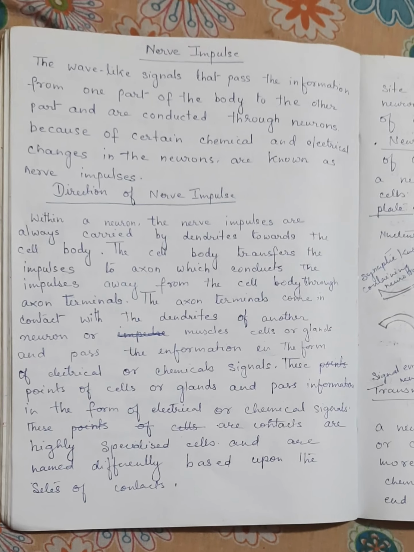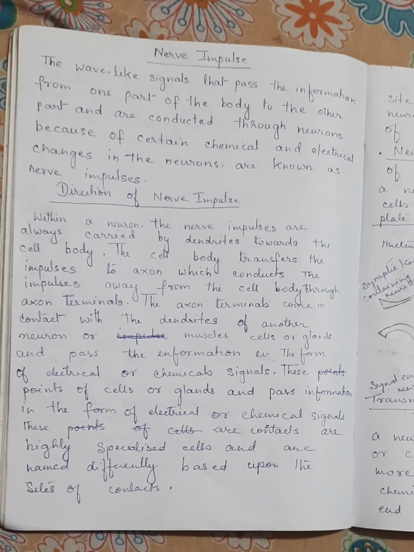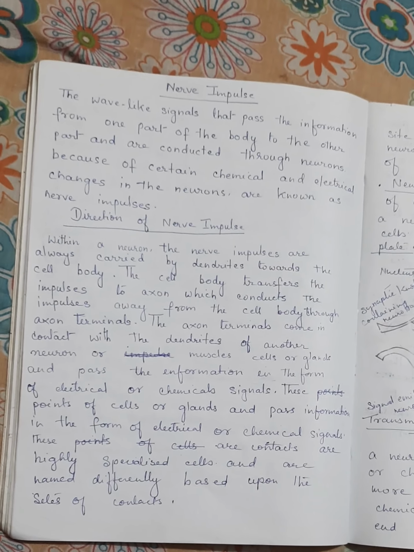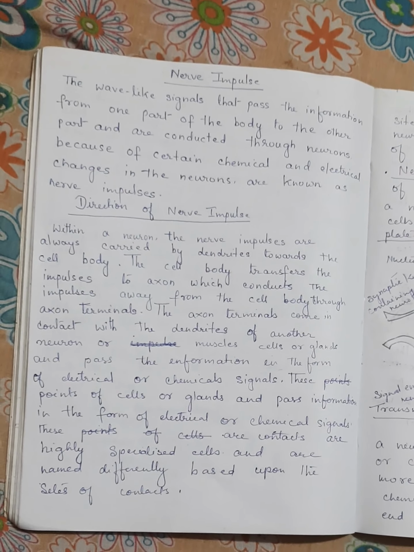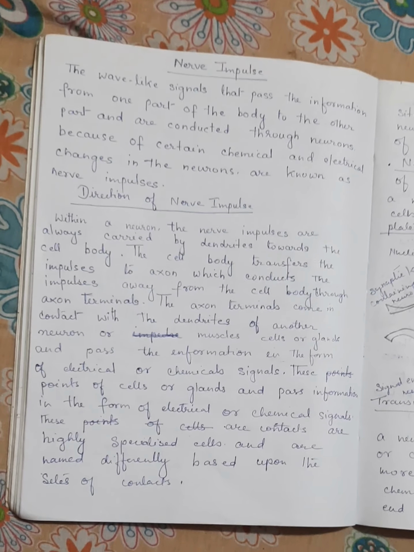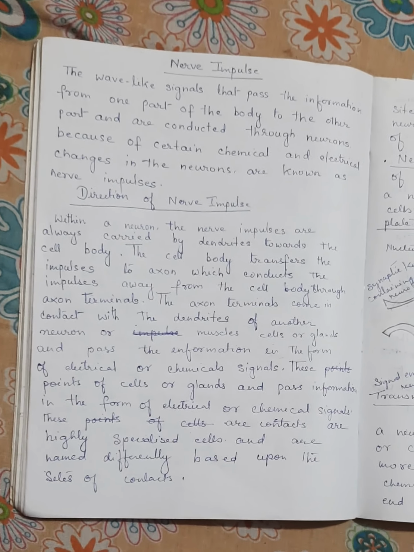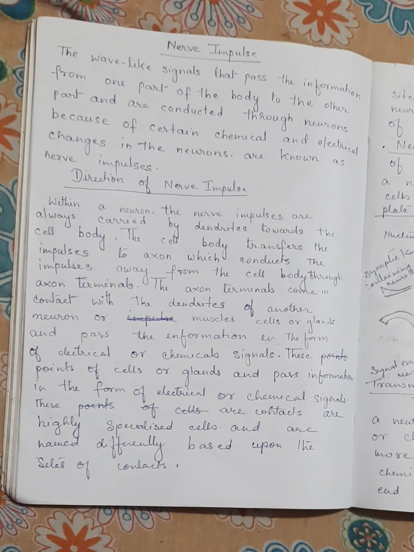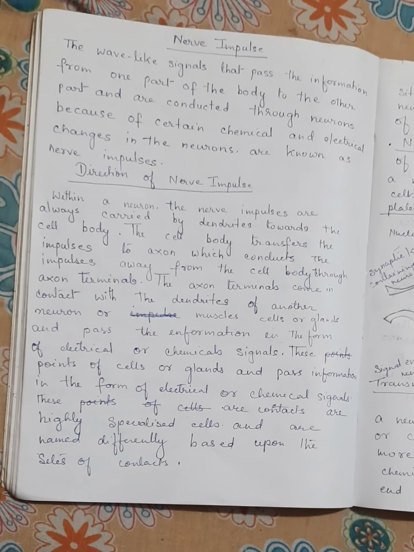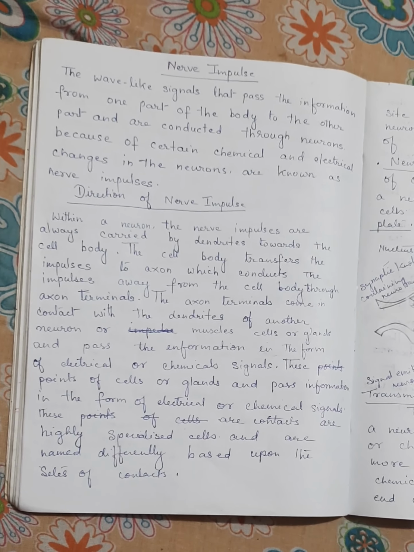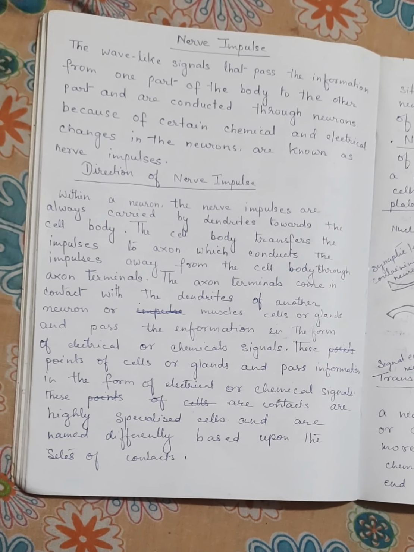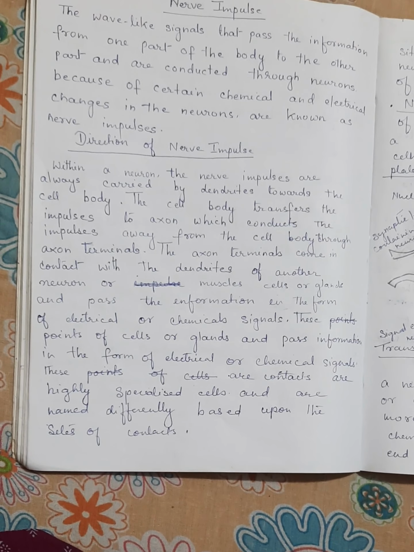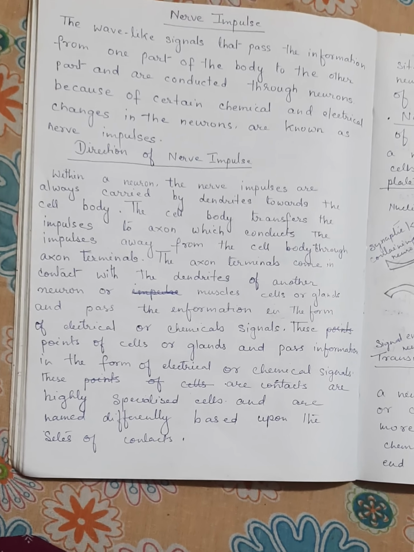The axon terminals come in contact with the dendrites of other neurons, or muscle cells or glands, and pass the information in the form of electrical or chemical signals. These contacts are highly specialized and are named differently based upon the sites of contact.